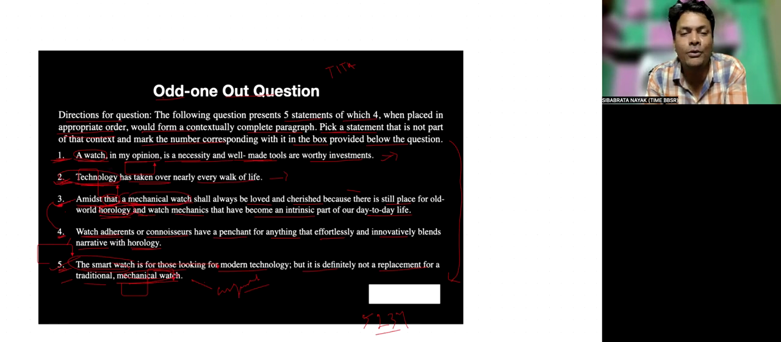So therefore, one would be the odd one out, because one states an opinion of the writer or author, who stated that a watch is an essential tool. That's all, nothing else. It doesn't talk about whether it is a mechanical watch or a smartwatch. It only states that a watch is essential. Therefore, statement one would be the odd one, and the sequence should be 5, 2, 3, 4.